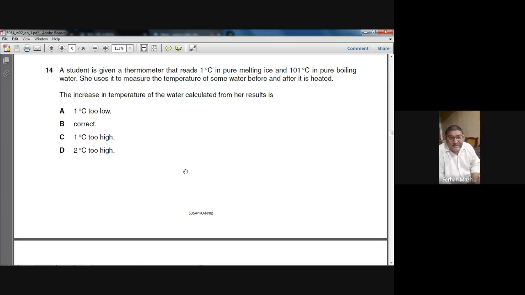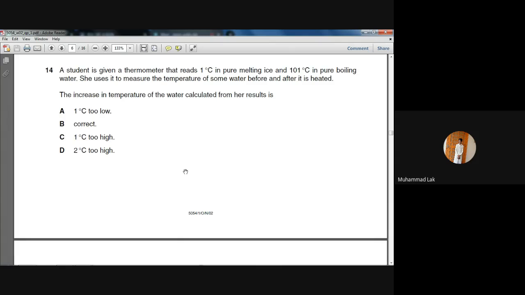The thermometer has a zero error. When the actual temperature is zero, it reads 1 degree centigrade. When the actual temperature is 100, it reads 101 degrees centigrade. So there is an error of 1 degree, a zero error of 1 degree.